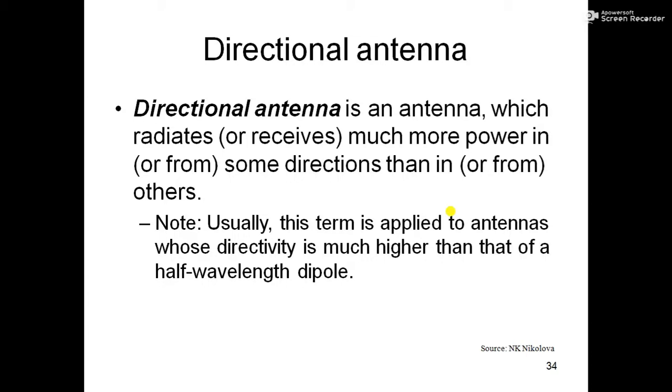A directional antenna is an antenna which radiates much more power in some direction than in others. Or you can read it like this: a directional antenna is an antenna which receives much more power in some direction than in others. We know that an antenna can be used either for transmission or for reception, and this is a commonly used method of writing such sentences. Note that usually this term is applied to antennas whose directivity is much higher than that of the half wavelength dipole. We will discuss what directivity is.